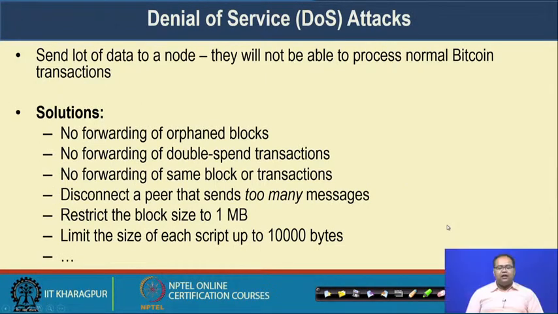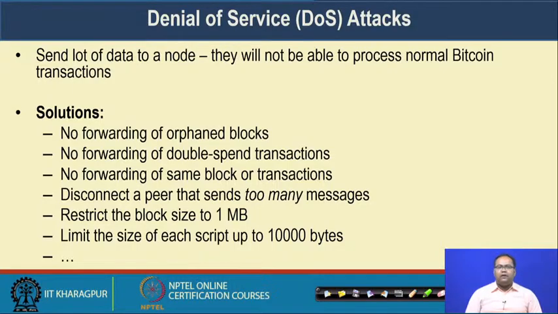So, the next type of attack which can happen on a proof of work based system is the denial of service based attack. In a denial of service attack, the attacker sends a lot of data to a particular node, and if you are sending a lot of data to a particular node, the node will not be able to process the normal Bitcoin transactions. So, that is a typical denial of service attack which can happen on a proof of work based system.